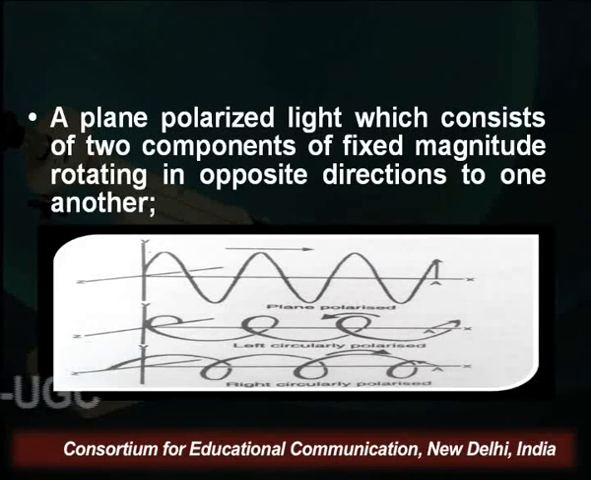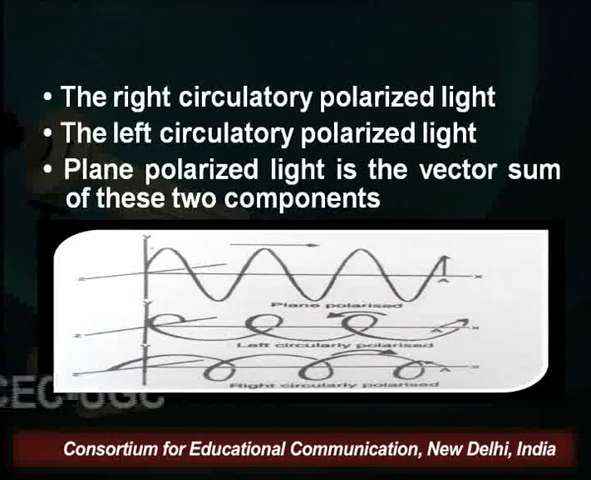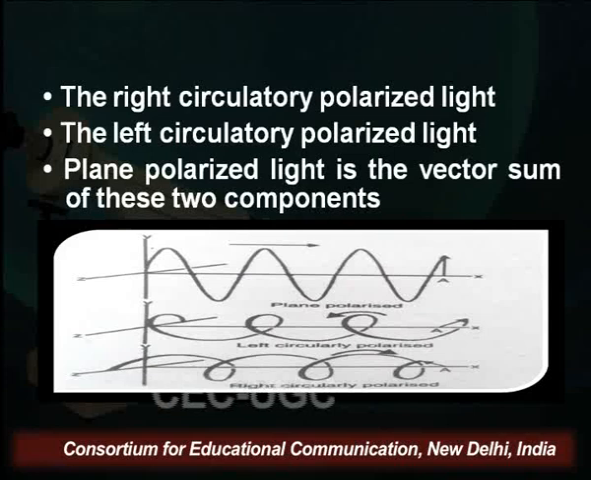The plane polarized light consists of two components of fixed magnitude rotating in opposite directions to one another, one clockwise and the second anti-clockwise. We can say the right circularly polarized light, and second, the left circularly polarized light. So plane polarized light is the vector sum of these two components, right circular and left circular.